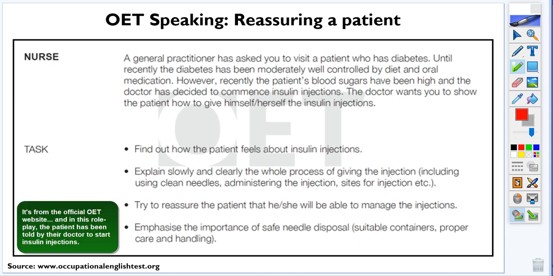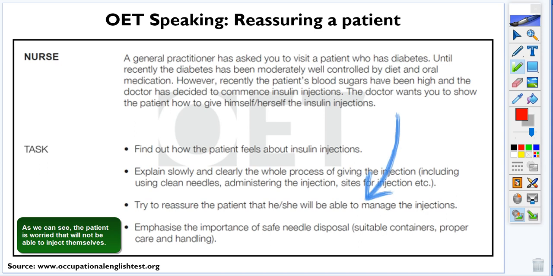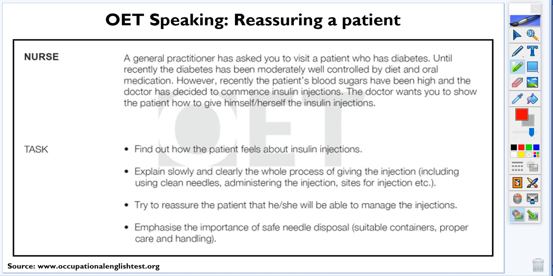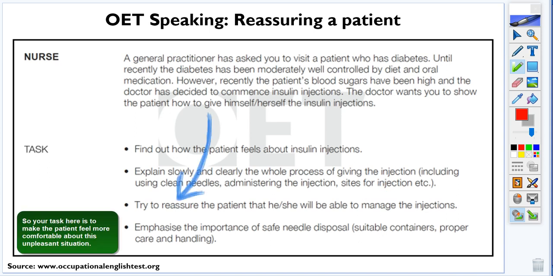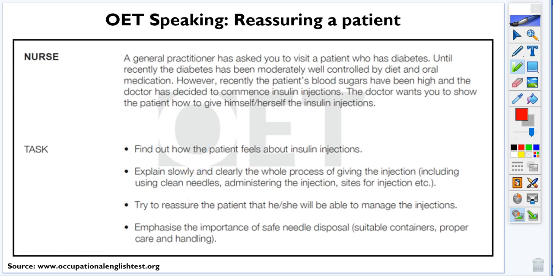It's from the official OET website, and in this role play, the patient has been told by their doctor to start insulin injections. As we can see, the patient is worried that they will not be able to inject themselves. So your task here is to make the patient feel more comfortable about this unpleasant situation. How can we do this?